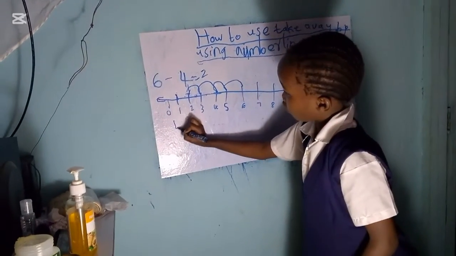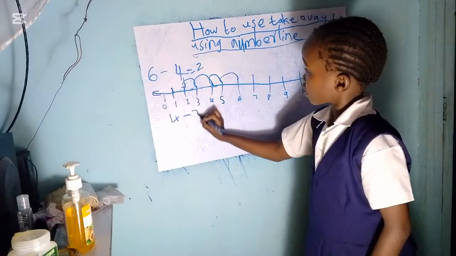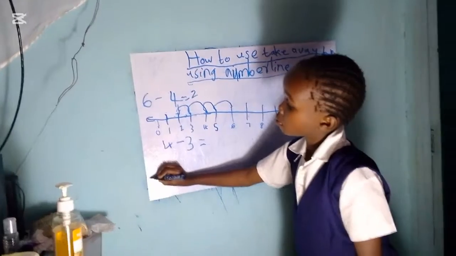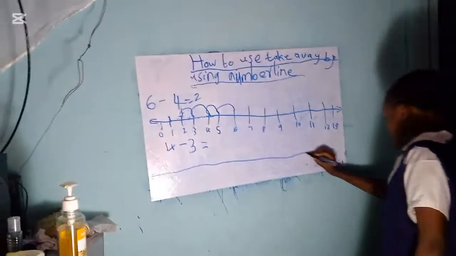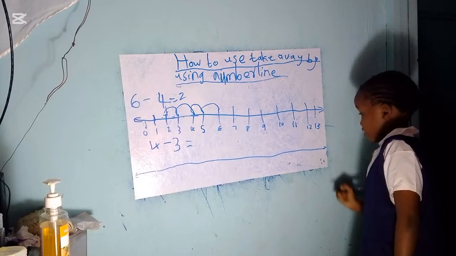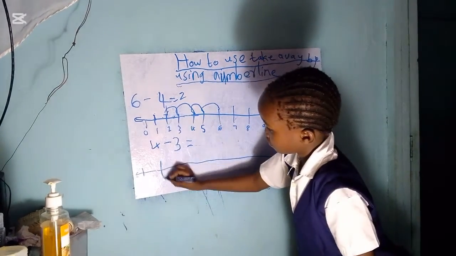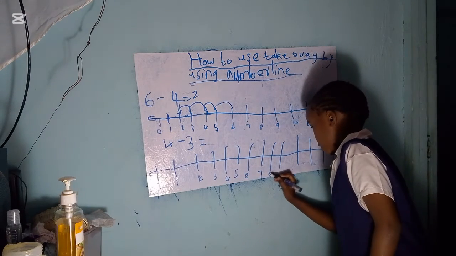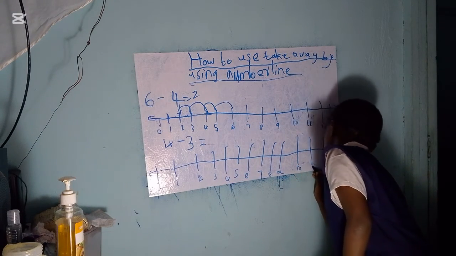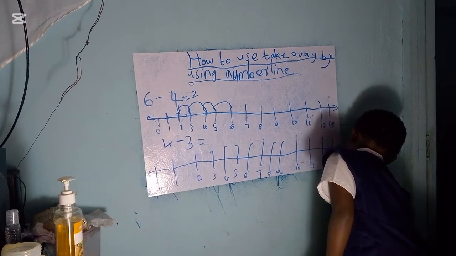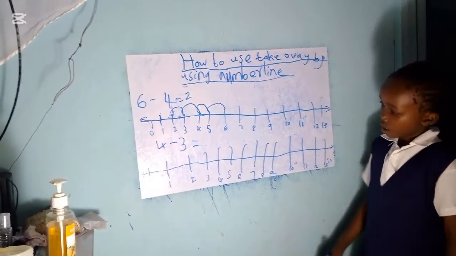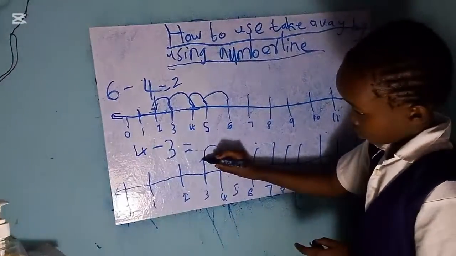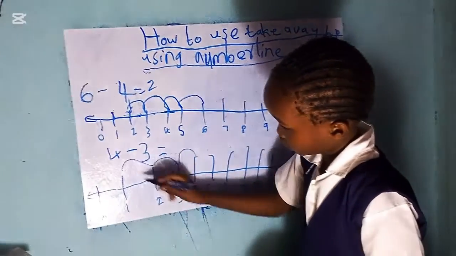Now, 4 take away 3 equals. Think too long. Yes. 5, 6, 7, 8, 9, 10, 11, 12, 13. Now, 4. 3 steps. 1, 2, 3. The answer is 1.